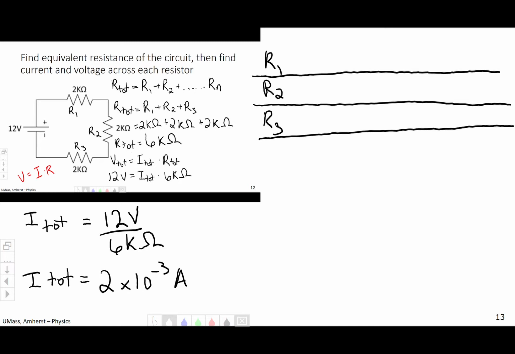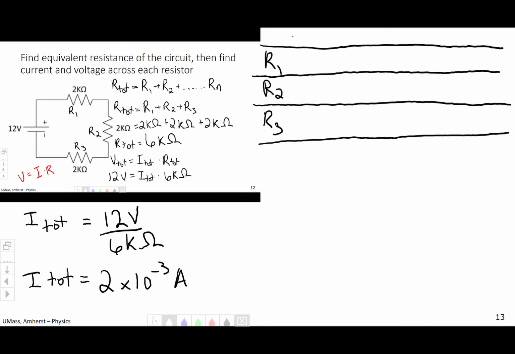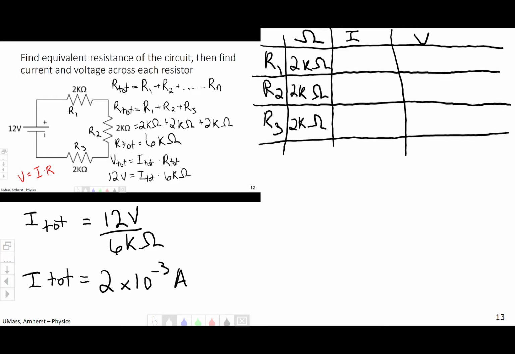And we are going to say that we have resistance, current, and voltage. So, each of these are 2 kilo ohms, 2 kilo ohms, 2 kilo ohms. All right. Now, what is the current across each of them?